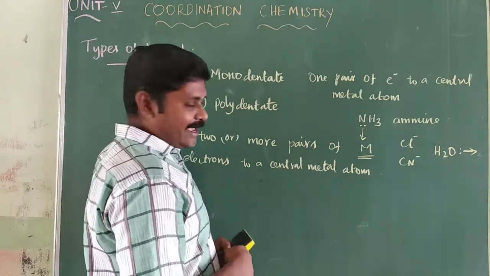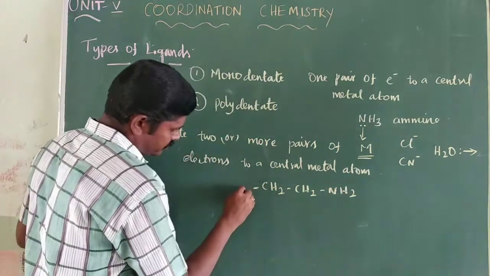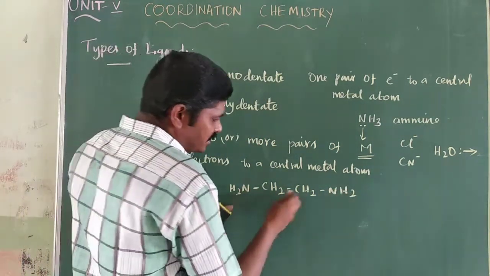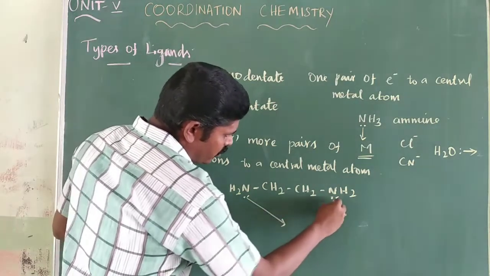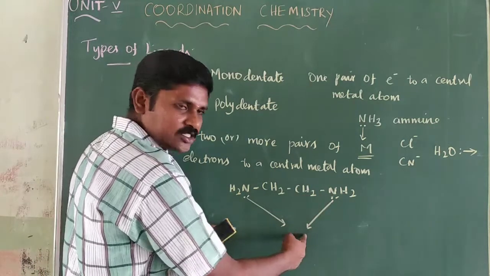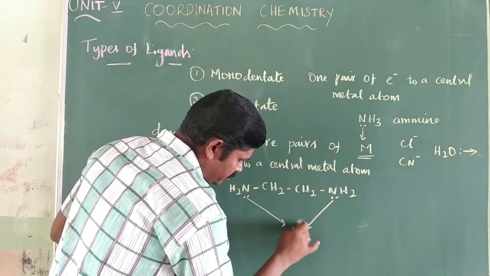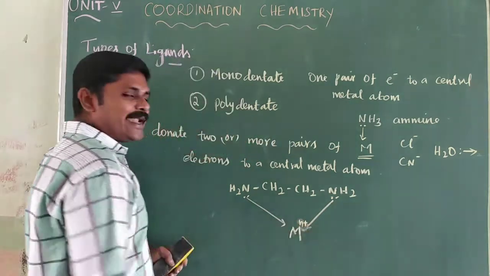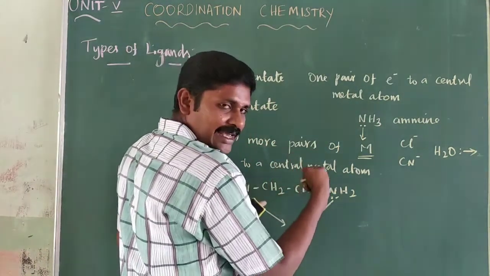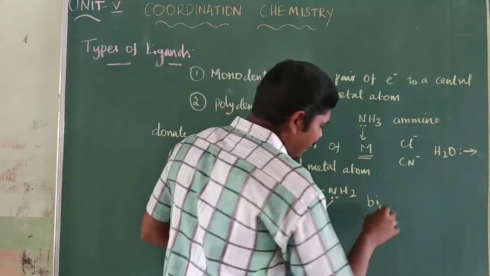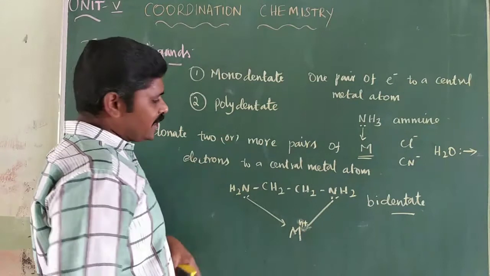For example, ethylene diamine. That ligand contains two donor nitrogen atoms, so one ligand donates two pairs of electrons to a central metal atom. Since that ligand contains two pairs of electrons, it is called a bidentate ligand. Bidentate ligands are also polydentate ligands.